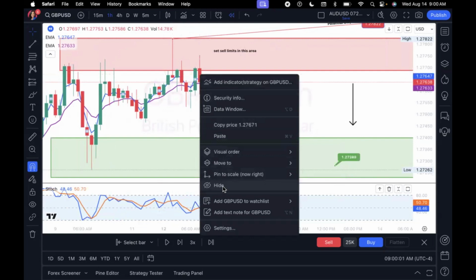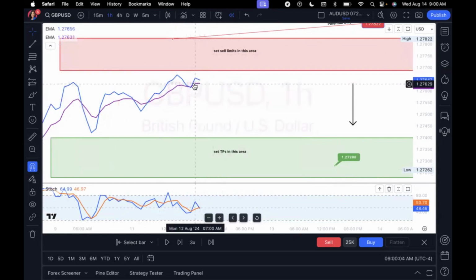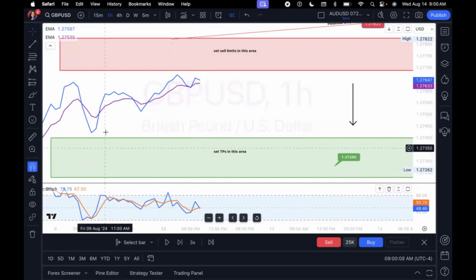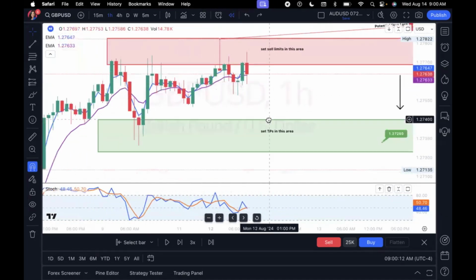If I hide my candles, I can see at the time my blue EMA was above my purple EMA. So that wouldn't be a sell confirmation for me. That would be more of a bullish or buying confirmation. So far I have one sell confirmation, which is the supply zone, and then I have a buy confirmation, which is my smaller EMA being above my larger EMA.